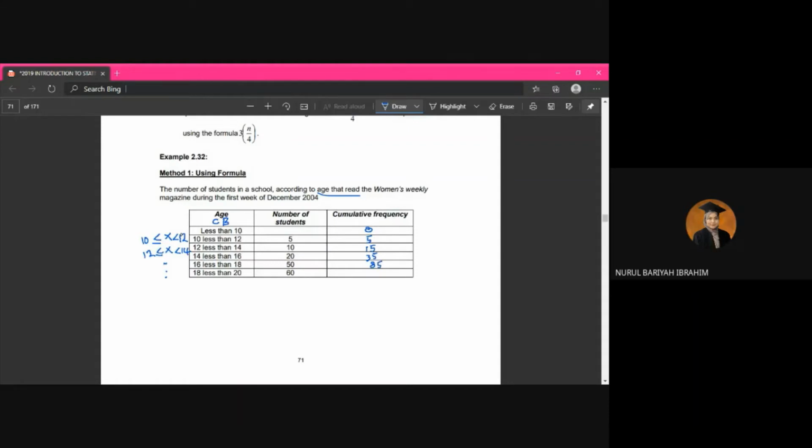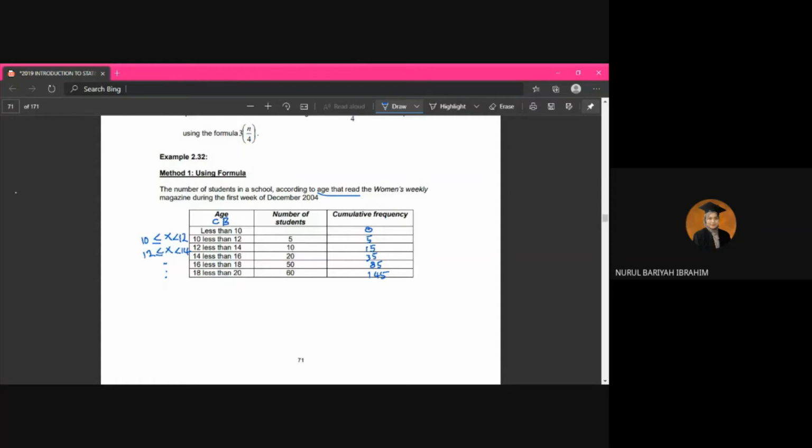0, 5, 15, 35, 85, 145. Okay, so the last value of the cumulative frequency, 145, should be the total of the frequency. So you can check again this 145.